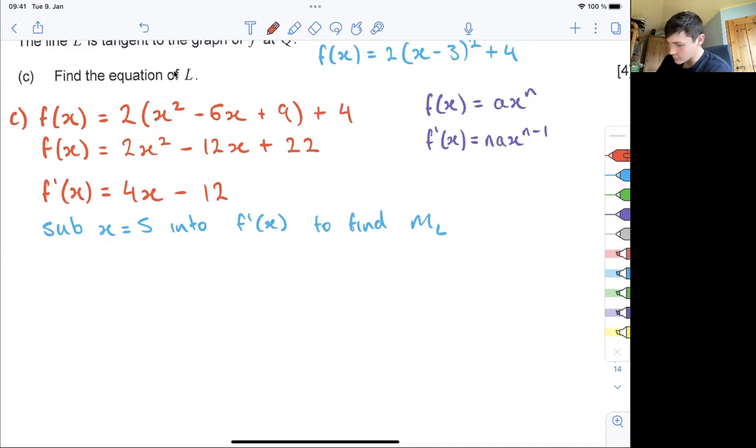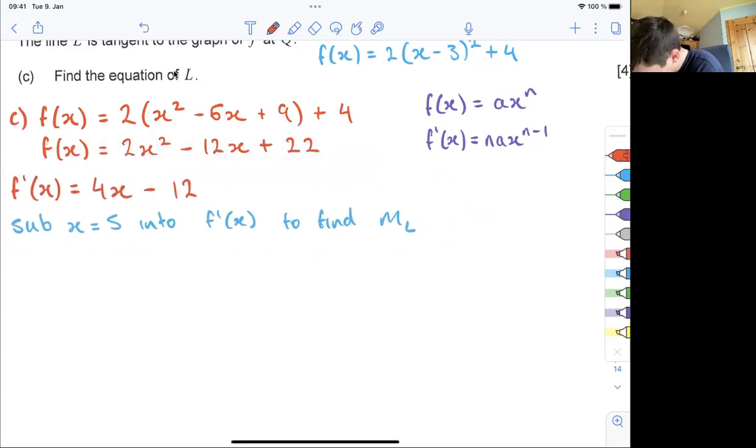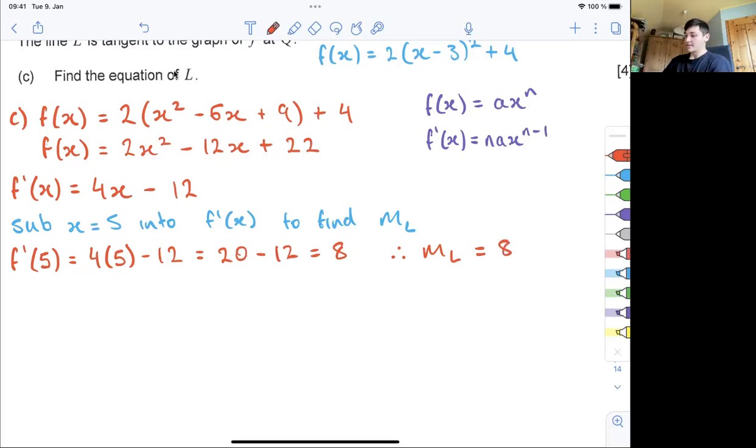Okay, and so we'll do that. Let's bring everything over as well so I don't run out of room, and we'll go f dash 5. F dash 5 is equal to 4 multiplied by 5 minus 12, which is going to equal 20 minus 12, which will be equal to 8. So therefore the gradient of line L is going to equal 8. And so now we have our gradient, which is great.